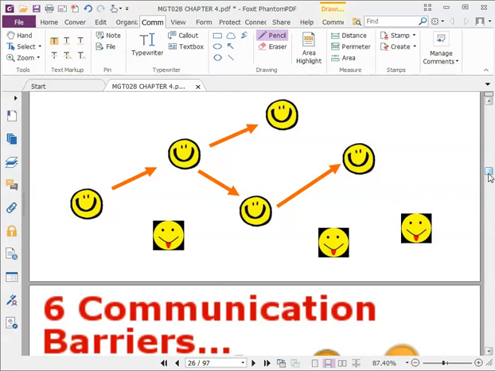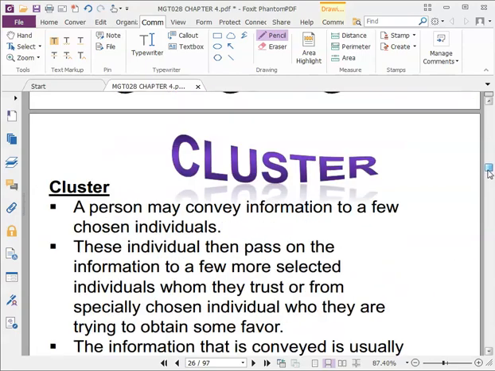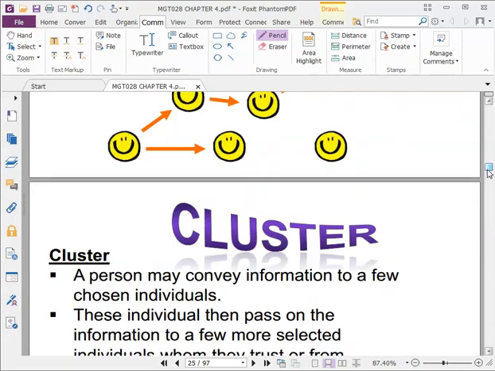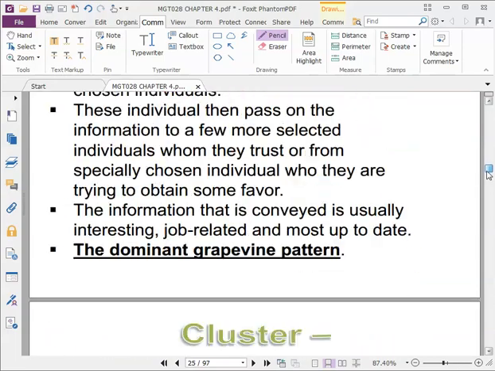The types of informal communication. Okay, so I hope that you will understand. So if you don't understand, please read more further. Okay.